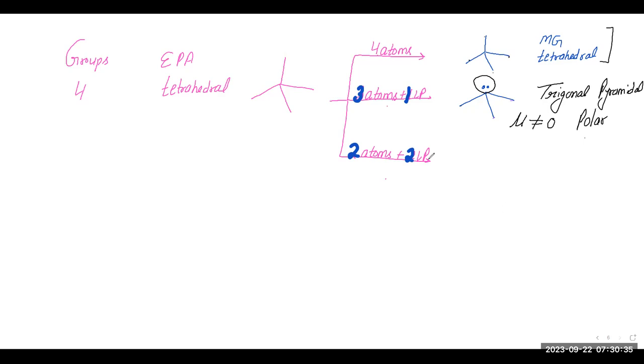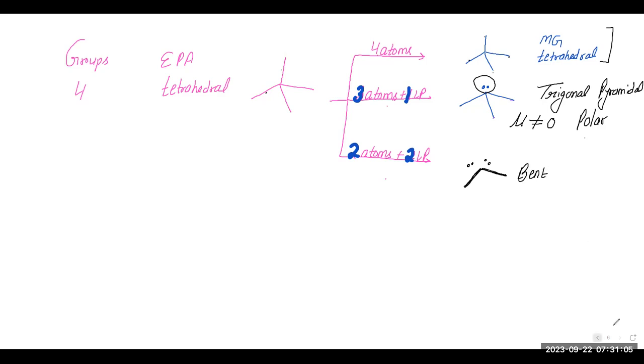Let's do the next one. Come back to this tetrahedral, this one. Replace 2 bonds by lone pairs. So what is left? Like this. You can see 4 groups: 1, 2, 3, 4. Right? So what is appearing to you, children? It is bent.